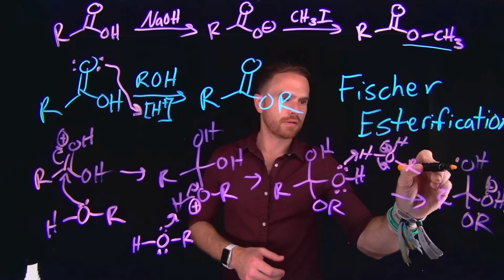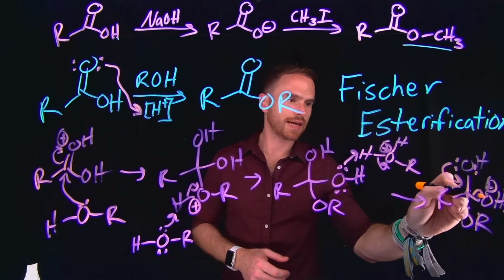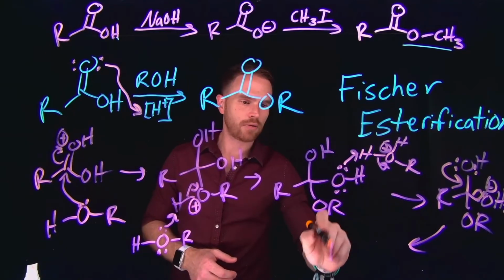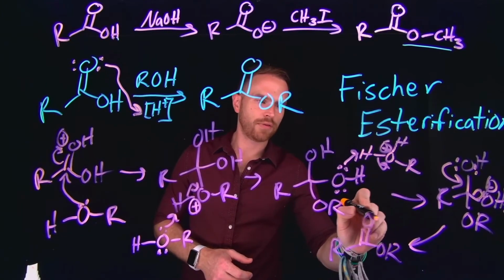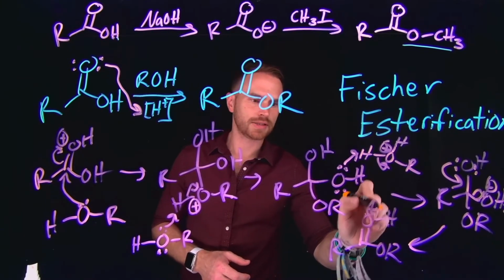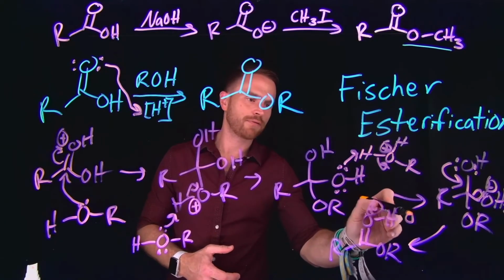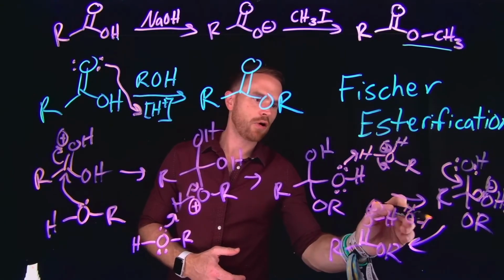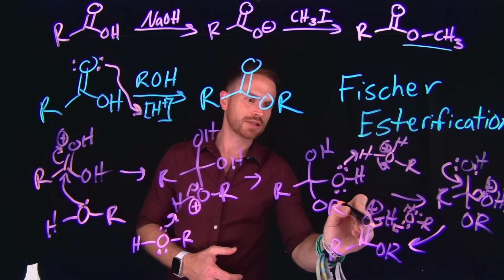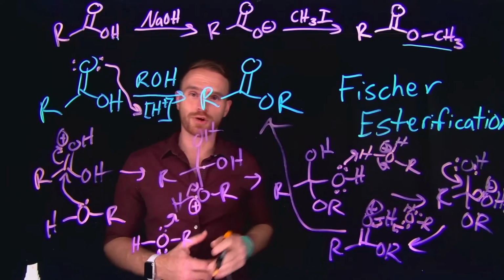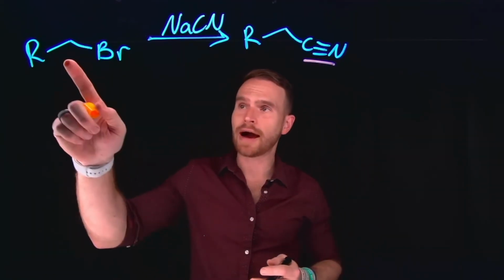From here, the electrons can come down from one of the oxygen atoms and kick off that good leaving group, allowing us to create a brand new protonated ester, where now this proton that is on the carbonyl oxygen can subsequently be deprotonated by, for example, the alcohol that is still present in our compound, allowing us to finally generate our brand new ester. Nitriles are commonly made through substitution reactions with alkyl halides.